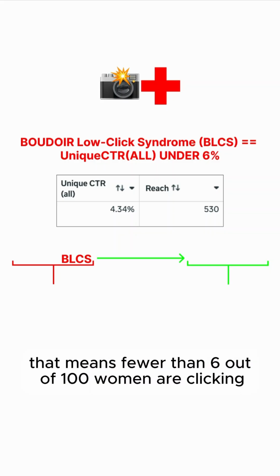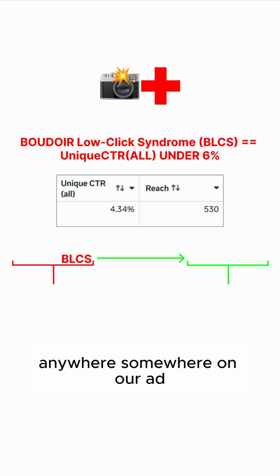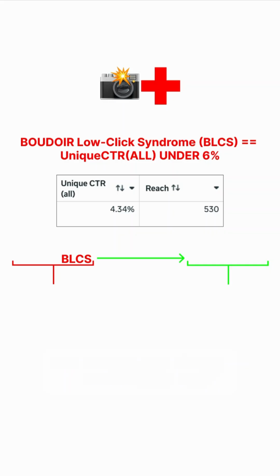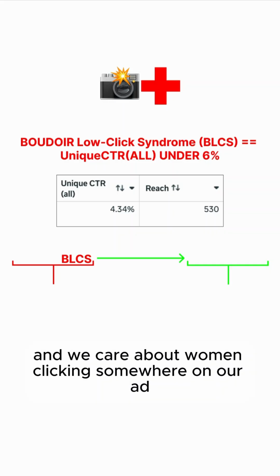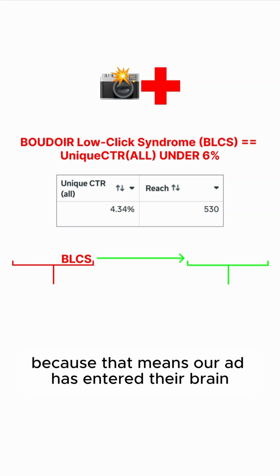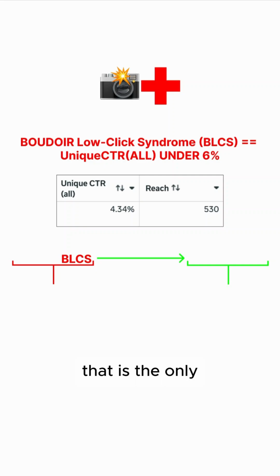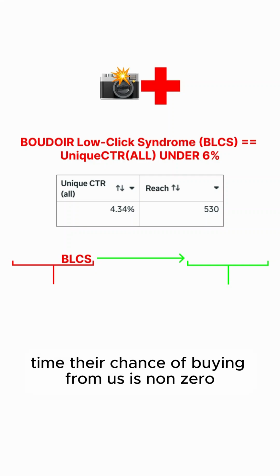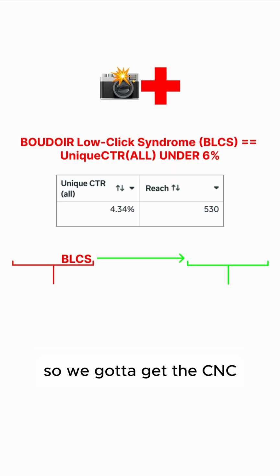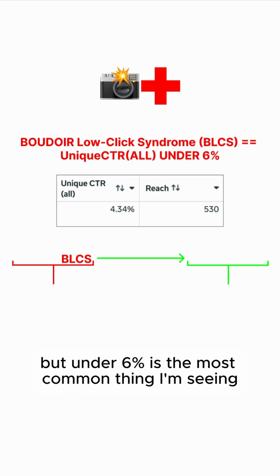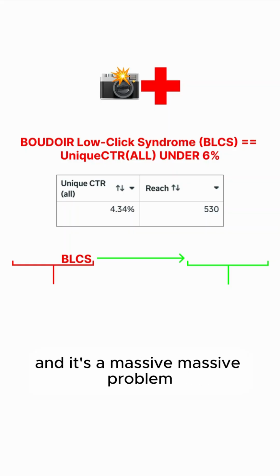That means fewer than 6 out of 100 women are clicking anywhere, somewhere on our ad, aka they're not simply scrolling on by. And we care about women clicking somewhere in our ad because that means our ad has entered their brain. And we care about that because when our ad enters their brain, that is the only time their chance of buying from us is non-zero. So we got to get this unique CTR number up as high as possible, but under 6% is the most common thing I'm seeing, and it's a massive, massive problem.